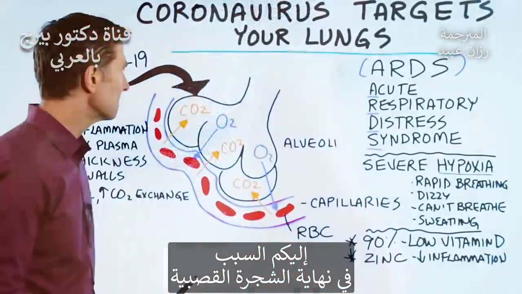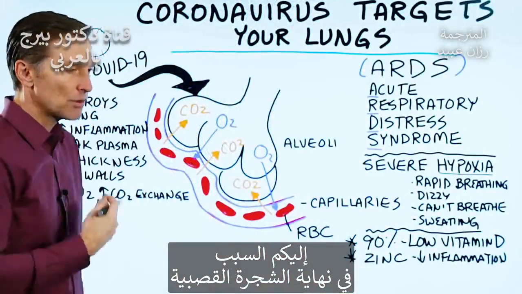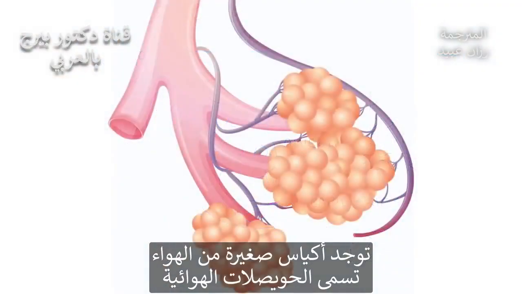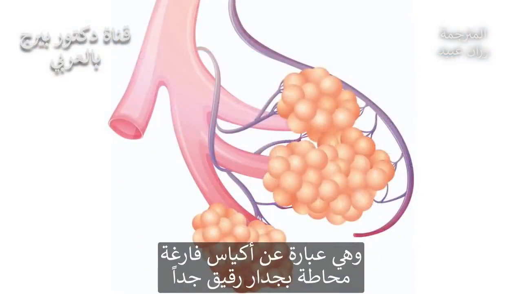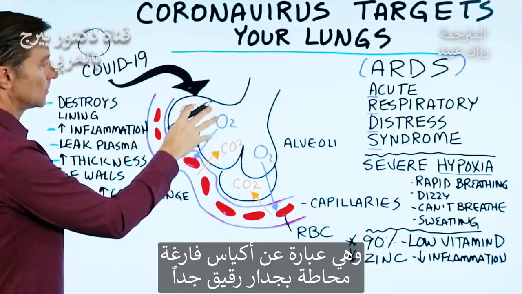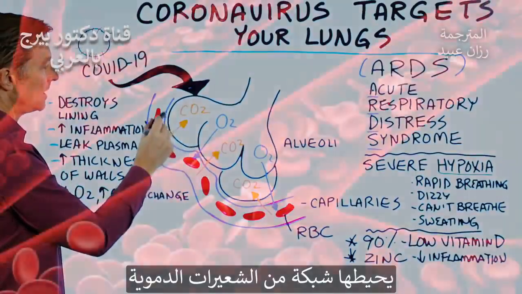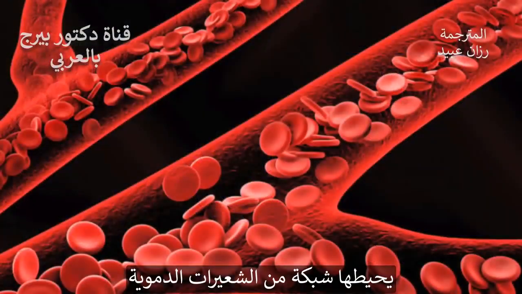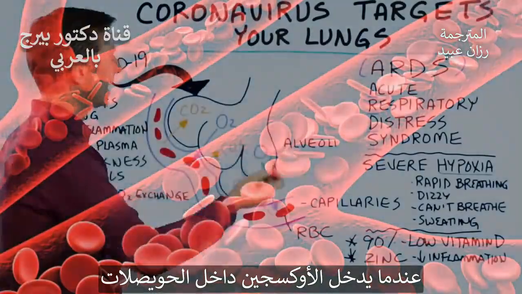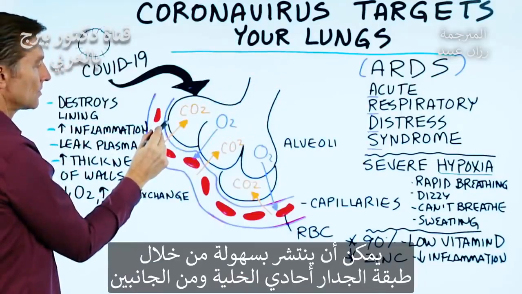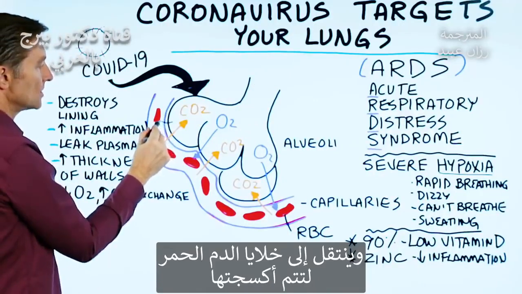And here's what's happening. At the very end of your bronchial tree, you have these little air sacs called alveoli. They're just these little empty sacs that have a very thin wall, and they butt up against these tiny capillaries. So what's happening is we have the oxygen coming in, and it can very easily diffuse through this one cell layer wall on both sides, and goes into the red blood cells.